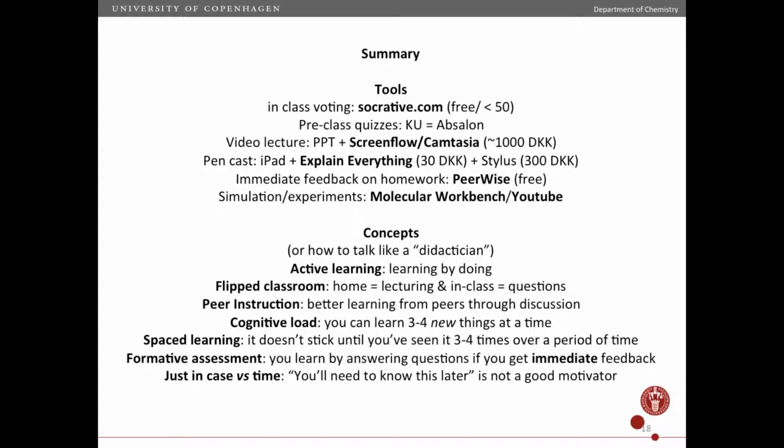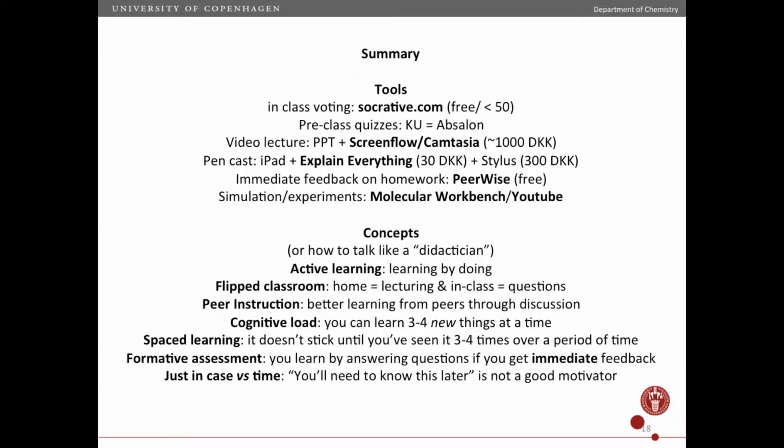Spaced learning, that's another thing. Concepts don't stick until you've seen them 3 or 4 times over a period of time. So for example, think about a foreign language, right? You can't be told the Russian word for phone book once and then, without using it, be expected to know what it is 2 weeks later, right? You have to practice over and over again.